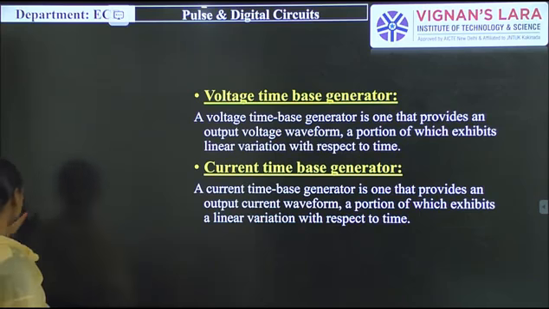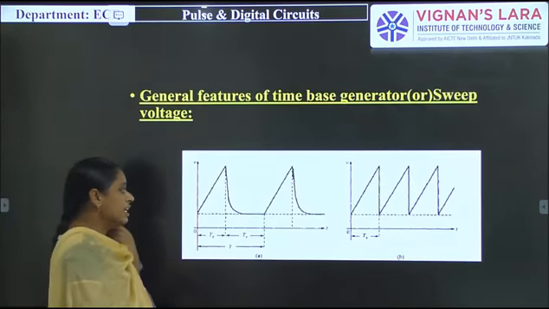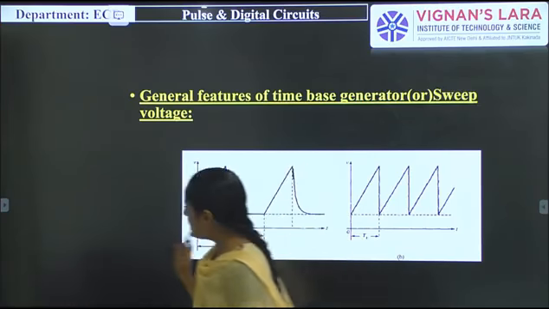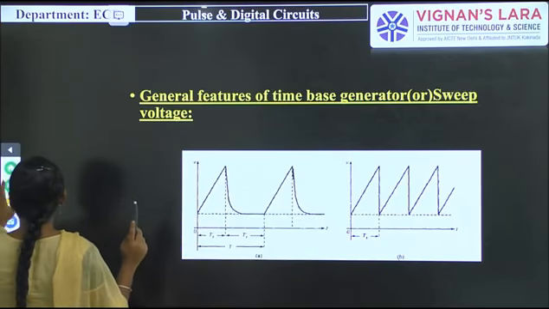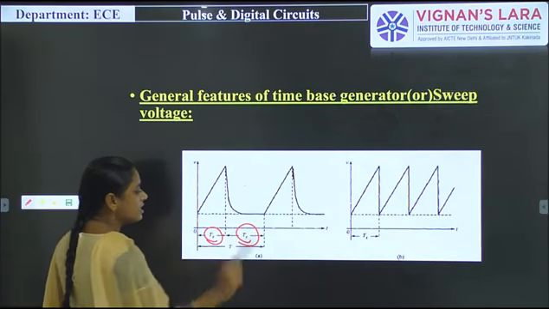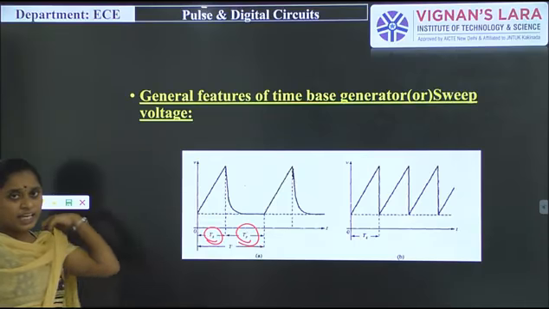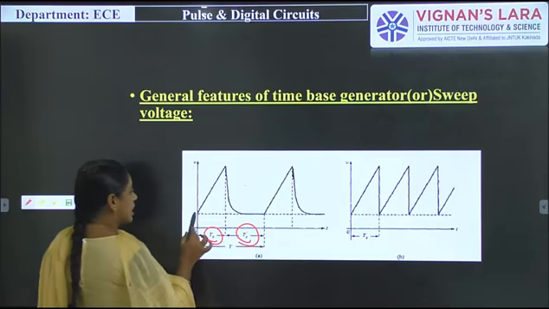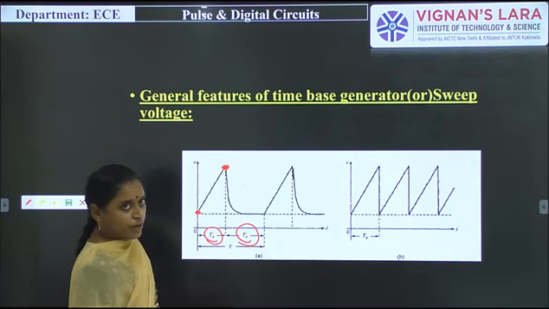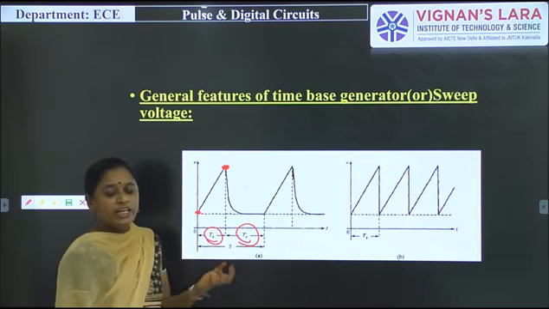Next, what are the general features of a time base generator? Any time base generator majorly has two quantities, that is TS and TR. TS is the sweep time and TR is the return time. Sweep time is the time taken by the waveform to go from minimum to maximum voltage. Any output waveform must have some part as a ramp signal, and some part may not vary linearly.